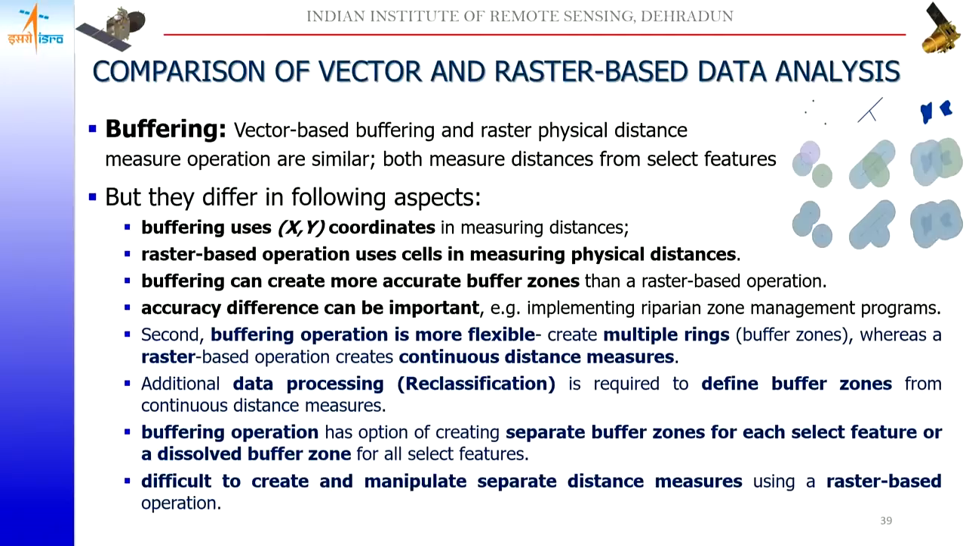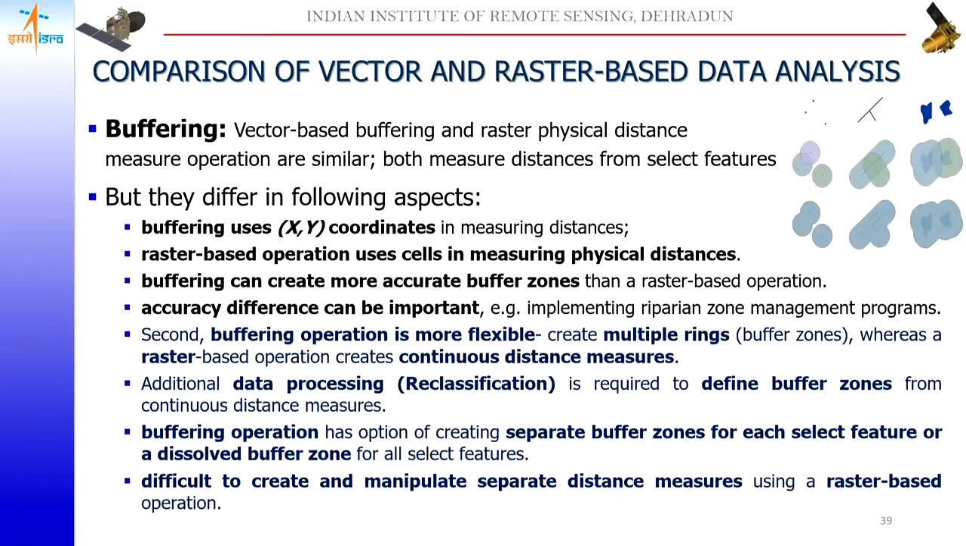So what we are trying to say here is, if you use buffering with reference to vector, then the buffering can be very accurate with reference to the distance we are looking for, and this accuracy can be very important in case we have very stringent rules, let's say riparian zone management programs. Now on the other side, buffering in vector mode is quite flexible, because as we discussed, we could have a single buffer, or a multi-ring buffer to see a phenomenon over multiple regions of influence or spatial proximity.